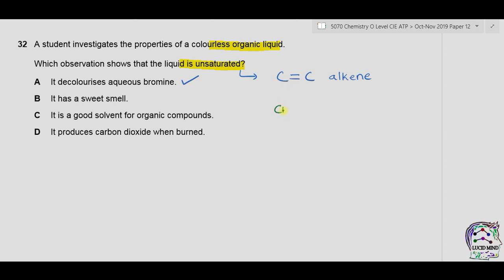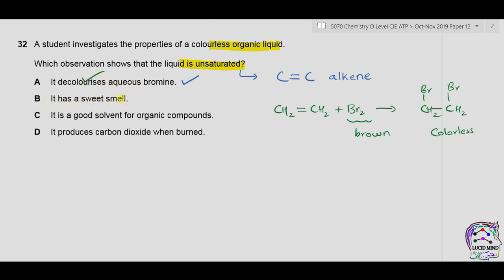For example, when we have an ethene molecule, bromine can be added to form dibromoethane. And as bromine was brown on the reactant side, it forms a colorless compound. So bromine is decolorized by alkene.